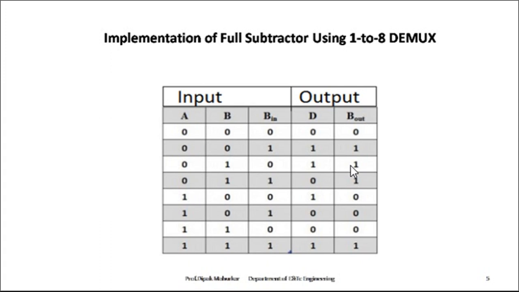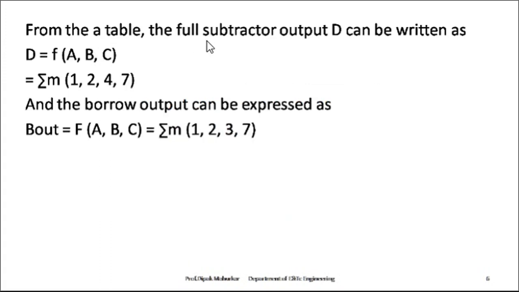Okay, in the same way for B out, 1, 2, 3, 4 ones are there. At that time, what is the binary equivalent? 0 0 1 means 1, this is 2 and 3, and 7. See, from the table of the full subtractor, output D, the difference ones are 1, 2, 4, 7 and for the borrow it is 1, 2, 3, 7, right?